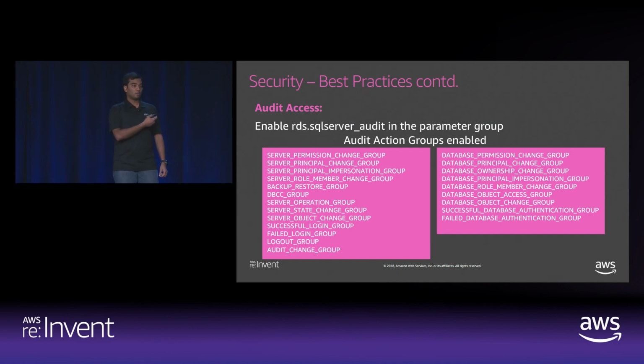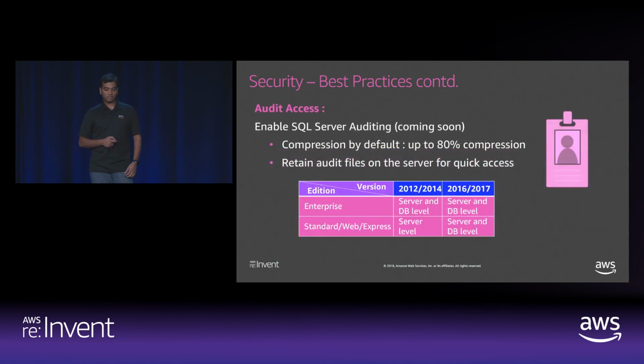The cool thing with this is, by enabling the parameter and setting the value to FedRAMP underscore HIPAA, it actually makes your instance FedRAMP and HIPAA compliant also. Now, we did realize that not all customers want all of those action groups, and some customers might want even more. So we are going to support SQL Server Audit really soon in RDS.